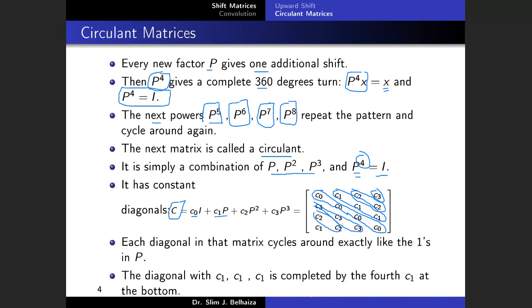So now you can see that this is called the circulant matrix: C0 I plus C1 P plus C2 P squared plus C3 P cubed. Each diagonal in that matrix cycles around exactly like the ones in P. The diagonal with C1, C1, C1 is completed by the fourth C1, I mean, talking about this upper diagonal, C1, C1, C1 is completed by the last item you see in the bottom, the last row. Okay?